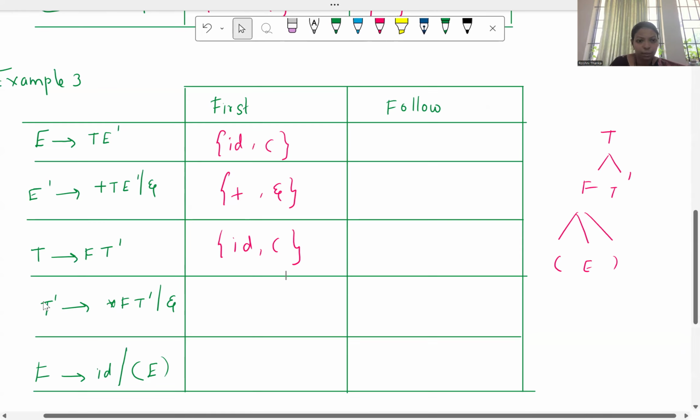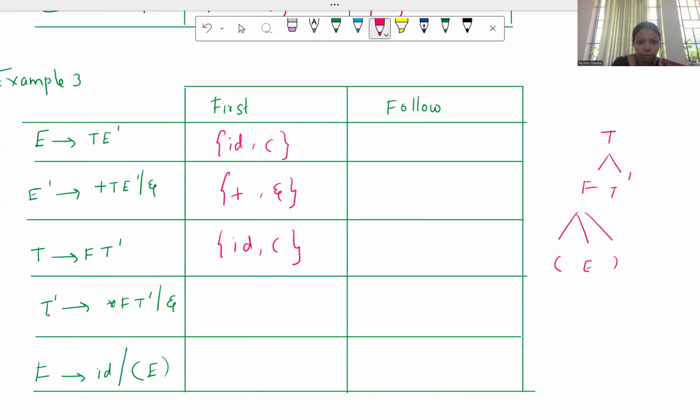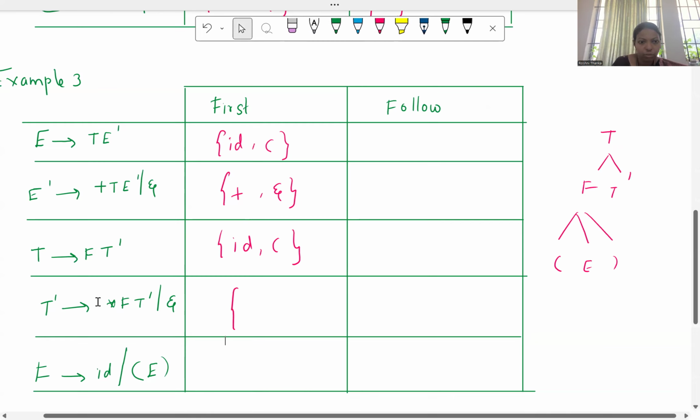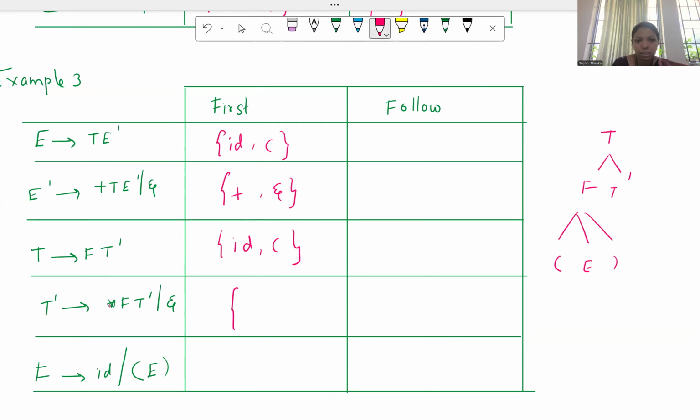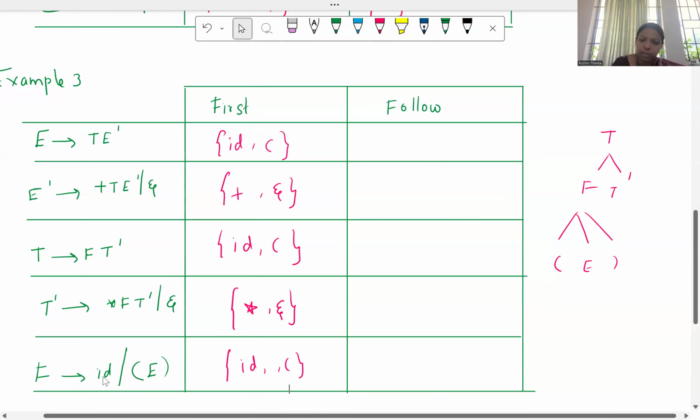Now let us come here for this T dash. It is very easy, right? When you look at the first of T dash, whenever I use this production, the first symbol which I get is star, which is a terminal. Since it is a terminal, directly write it. And one more is epsilon, so directly I can write. And in the F as well, the first symbol is ID or open parenthesis. So you have two productions. In this production ID is a terminal. Usually ID will be in small letters, and operators are all considered to be terminals, right? So here open parenthesis, that's it. We completed first. Now we have to do the follow.